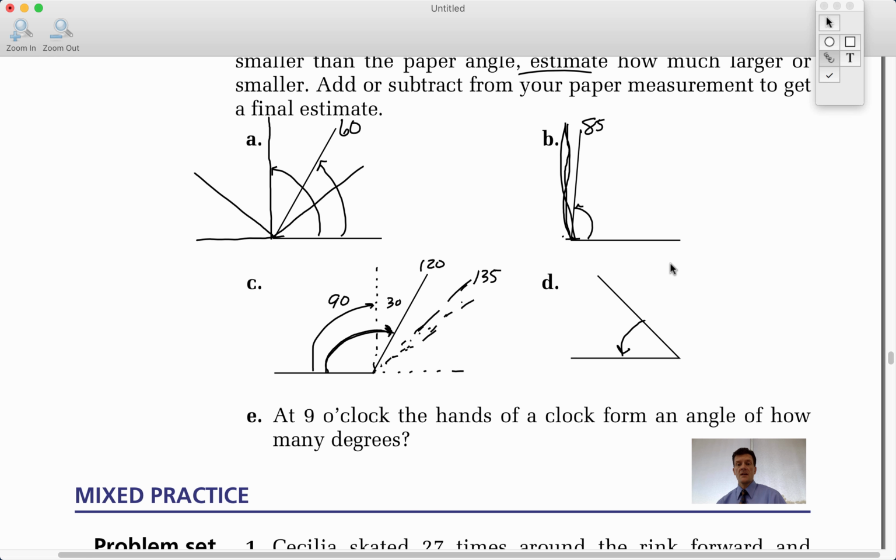And then again, here's my vertical line. That would be 90, and it looks like it's right about in the middle maybe. I might guess that's right about 45. Okay?